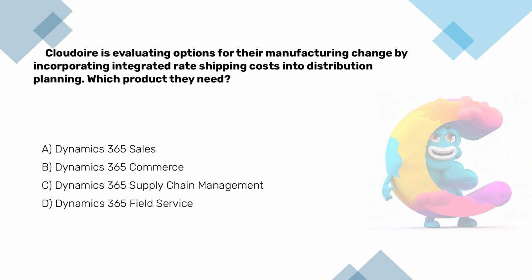We are evaluating options for our manufacturing change by incorporating integrated rate shipping costs into distribution planning. Which product do we need? A. Dynamics 365 Sales. B. Dynamics 365 Commerce. C. Dynamics 365 Supply Chain Management. D. Dynamics 365 Field Service.